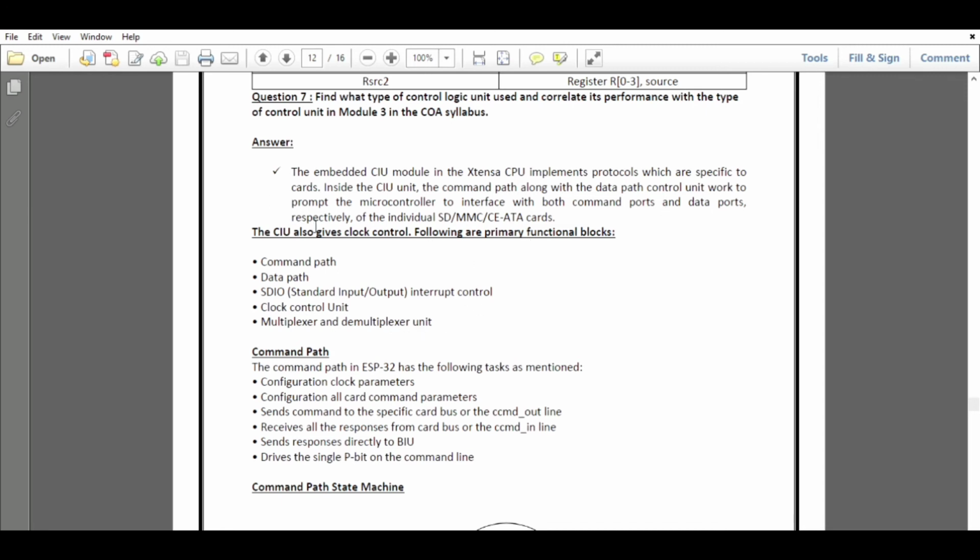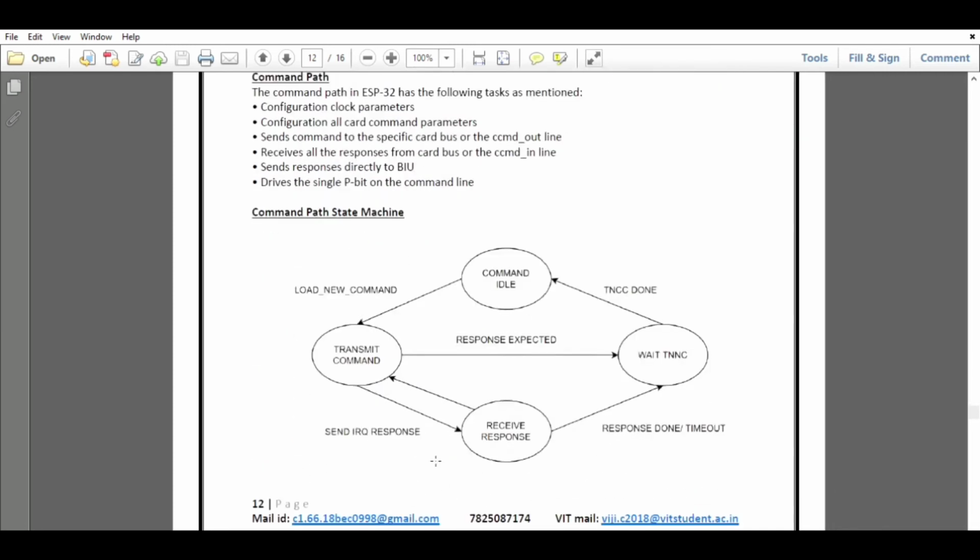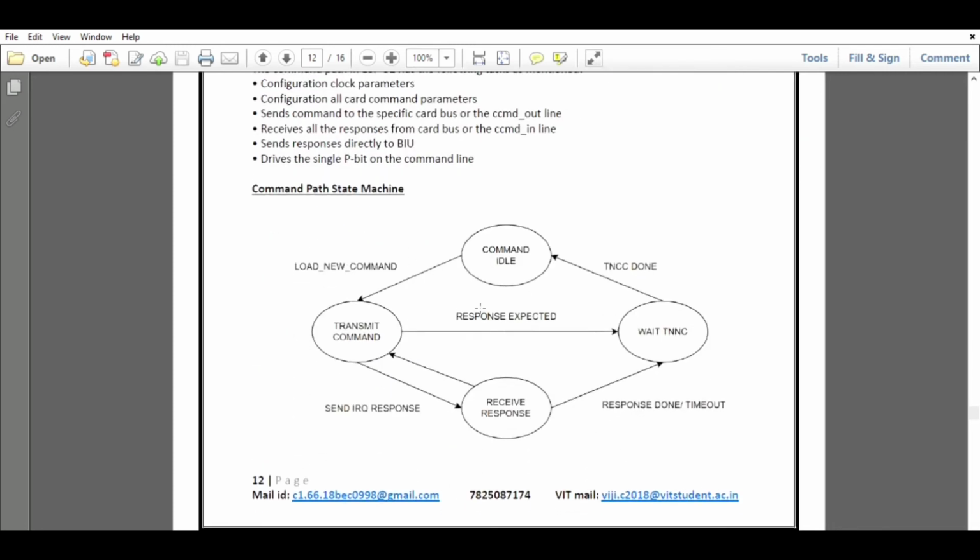function blocks of CIU, and that gives the clock control, and this command path configures the clock parameters and all card command parameters, and sends and receives the responses from the specific card bus of the command outline or inline, and sends responses directly to BLU, and drives the single P bit on the command path. This is the state machine of a command path.